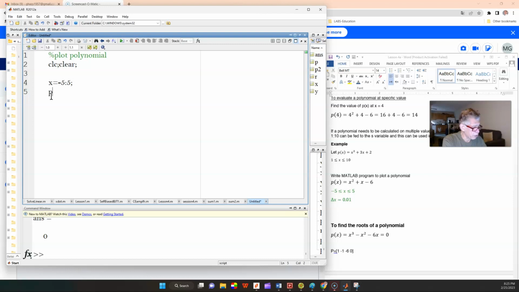You have to define the polynomial. You define the polynomial by its coefficients. And the polynomial is, I remind you, x squared plus x minus 6. So you have 1, 1, -6. All right. Semicolon. We define the polynomial.